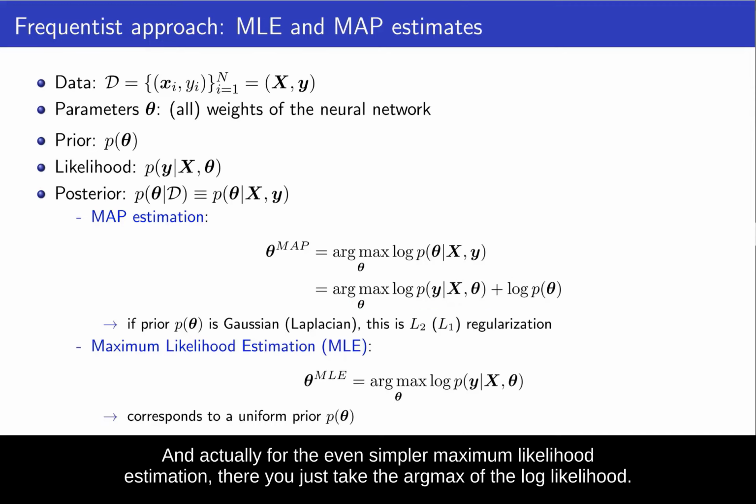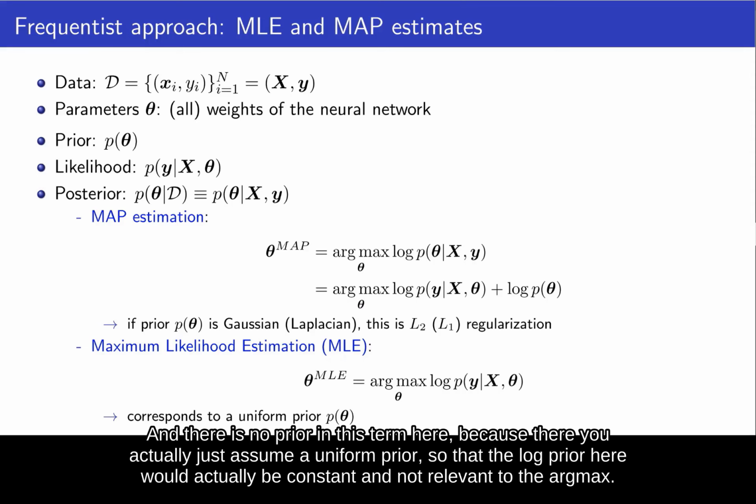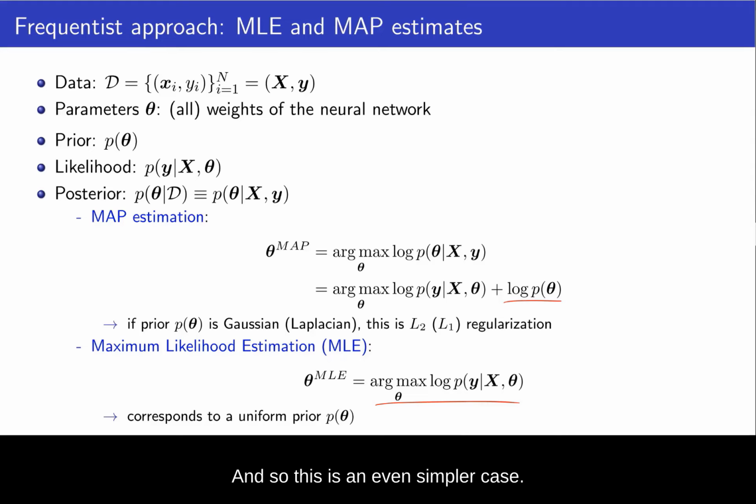And for the even simpler maximum likelihood estimation, you just take the argmax of the log likelihood. There's no prior in this term because you assume a uniform prior, so the log prior would be constant and not relevant to the argmax. And so this is an even simpler case.